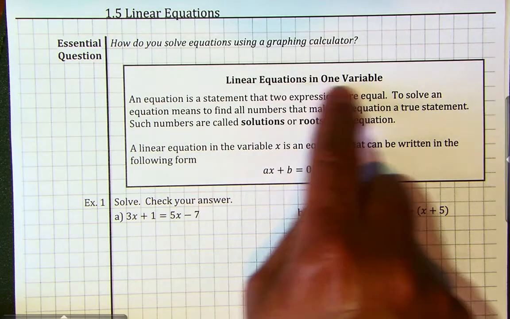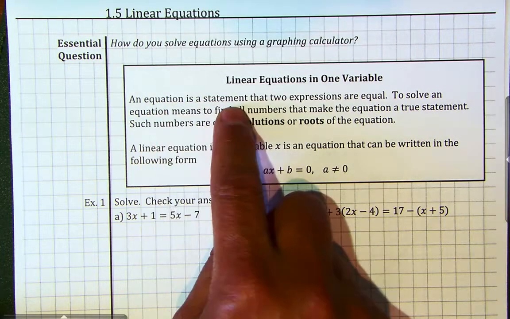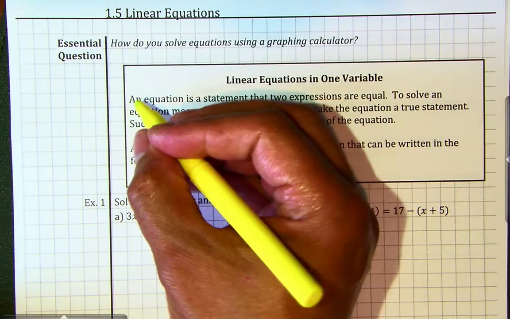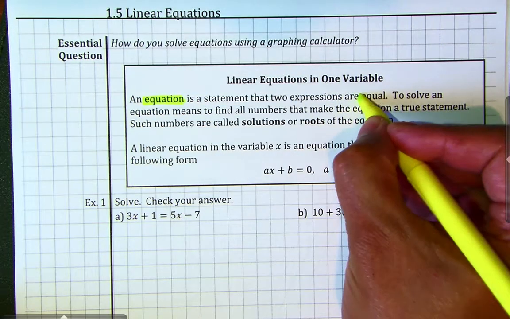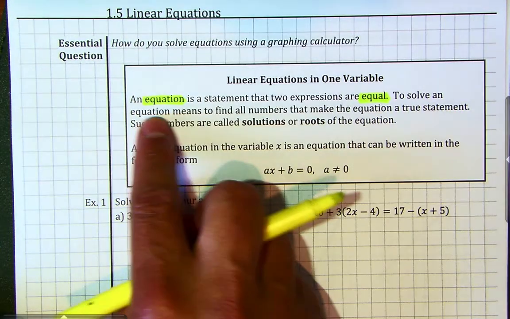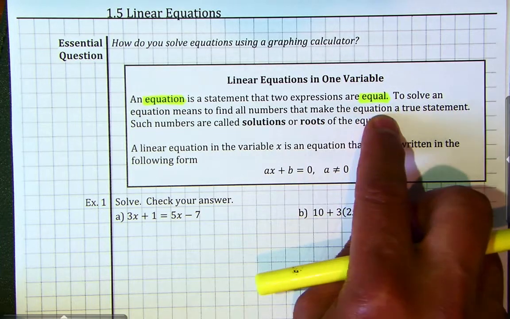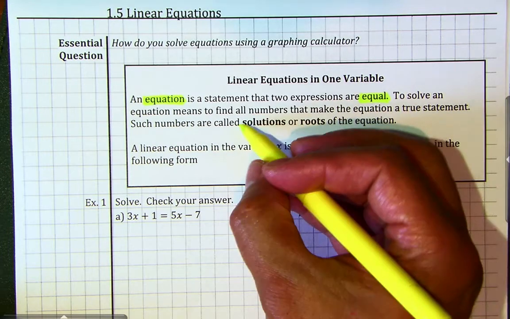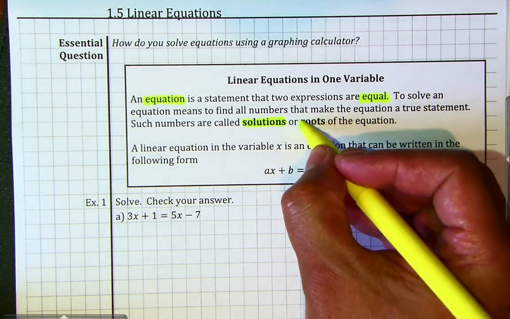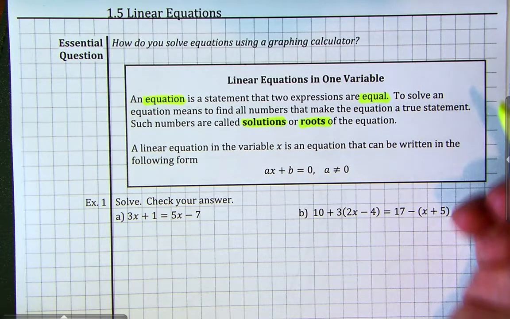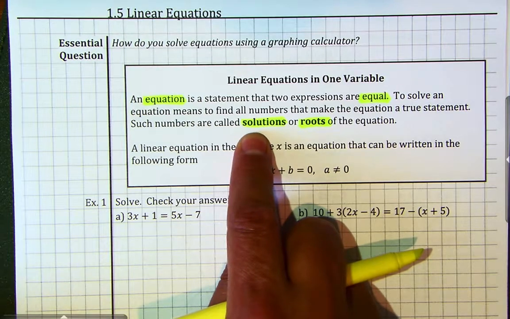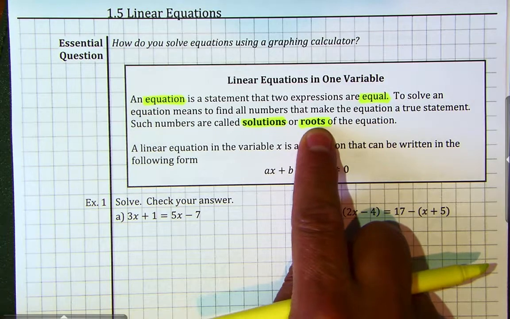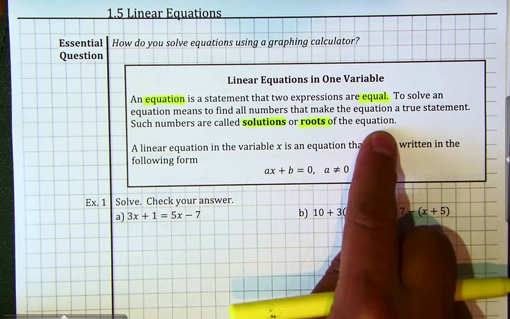So, linear equations in one variable. An equation is a statement that two expressions are equal. Therefore, an equation is going to contain an equal sign. To solve an equation means to find all numbers that make the equation a true statement. Such numbers are called solutions or roots of the equation. In Algebra 1 and Algebra 2, you have been calling those solutions. As we graph them, we are also going to know that they are the root or roots of the equation.